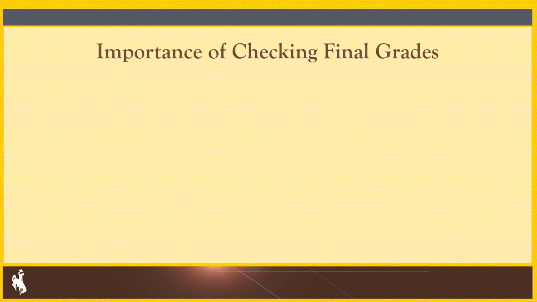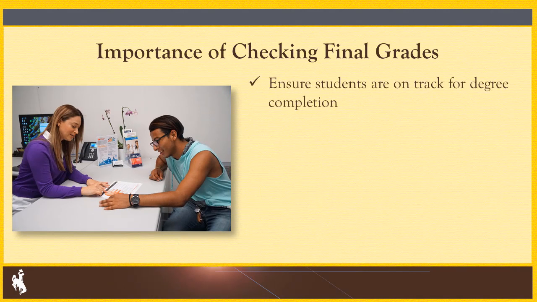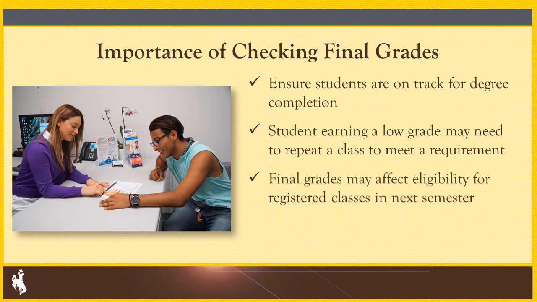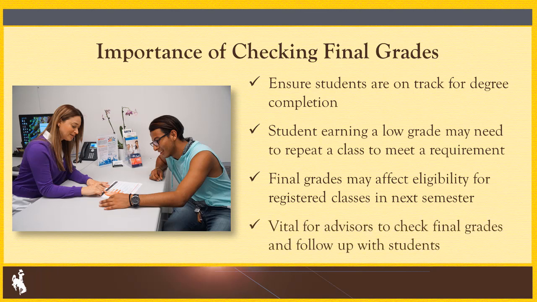Advisors should check final grades for students to make sure that students are on track for degree completion. If a student has earned a low grade, like a C-, D, or F in a course, they may need to repeat that class in order to meet requirements or to improve their GPA. These grades may also affect a student's ability to continue into classes they have registered for in the upcoming semester. If the student has not earned a high enough final grade in a prerequisite class, they won't be able to take the next course in the sequence. Therefore, it is vital for advisors to check final grades and follow up with students regarding scheduling. Advisors should also follow up with students to see if they are experiencing challenges the advisor can help address.